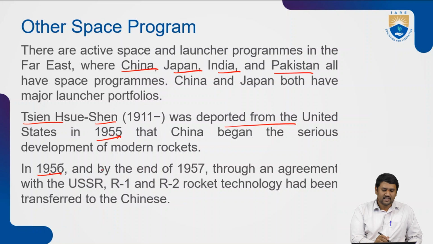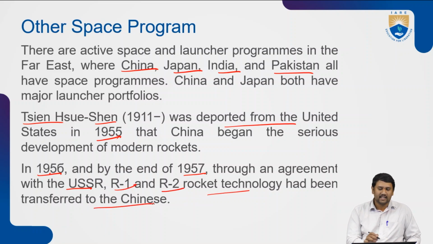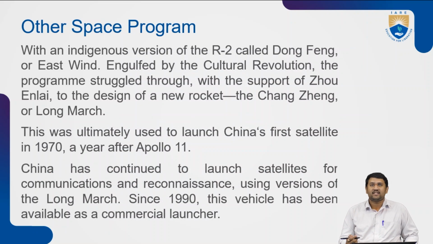And in 1956, by the end of 1957, through an agreement with the USSR, the R1 and R2 rocket technology, particularly the rocket engines, were transferred to the Chinese. Later on, with the indigenous version of the R2, Dongfeng, also called East Wind, they created their own indigenous versions.